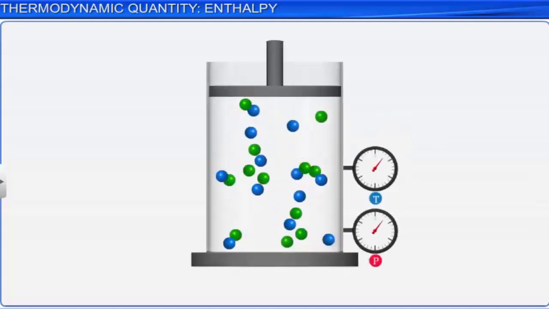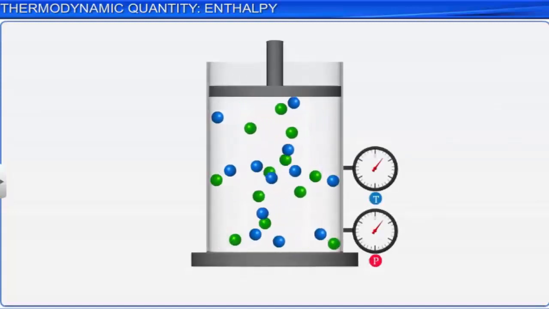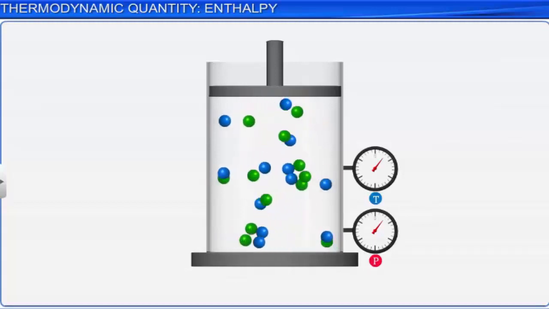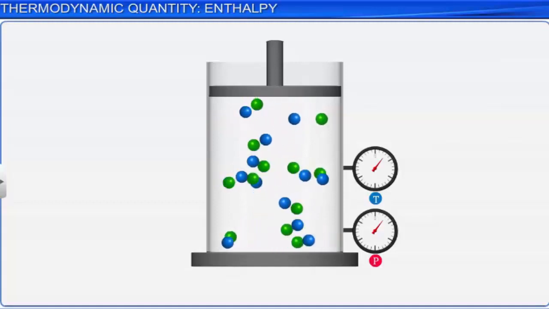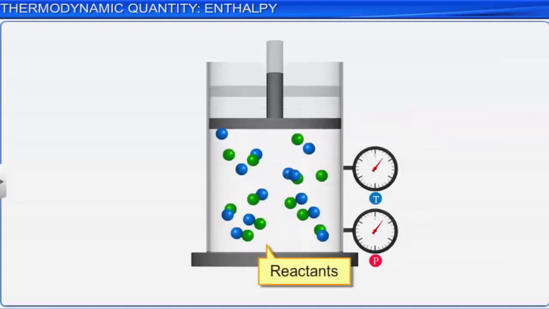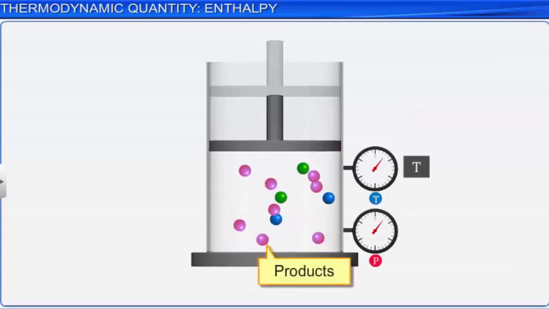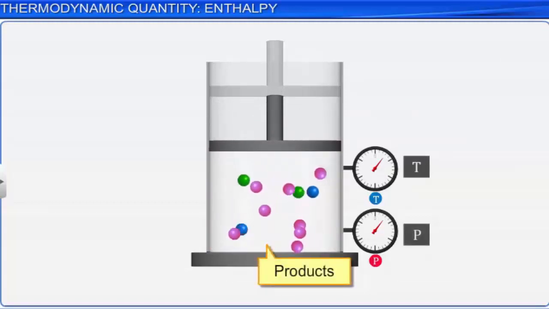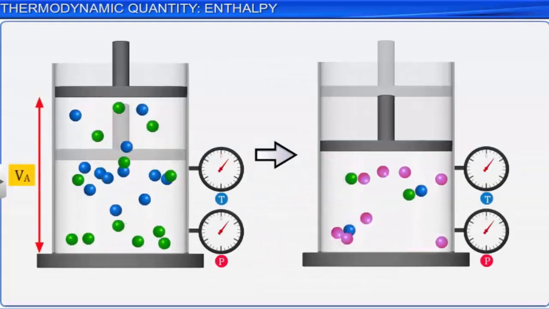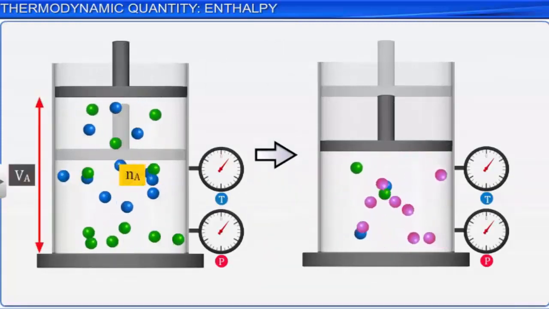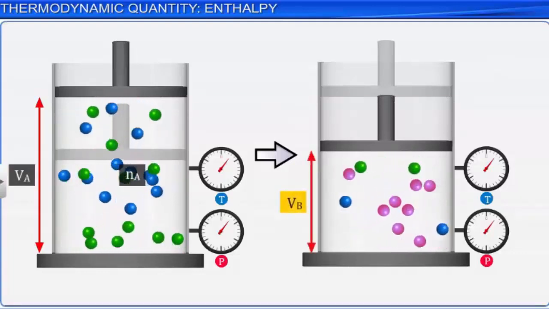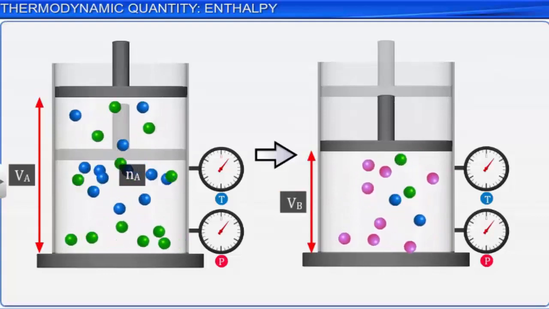The difference between the change in internal energy and enthalpy becomes significant when gases are involved in the reaction. Let's consider a chemical reaction occurring at constant temperature, T, and constant pressure, P. Now, let's say that the volume of the reactants is Va and the number of moles in the reactants is Na. Similarly, the volume of the products is Vb and the number of moles in the product is Nb.